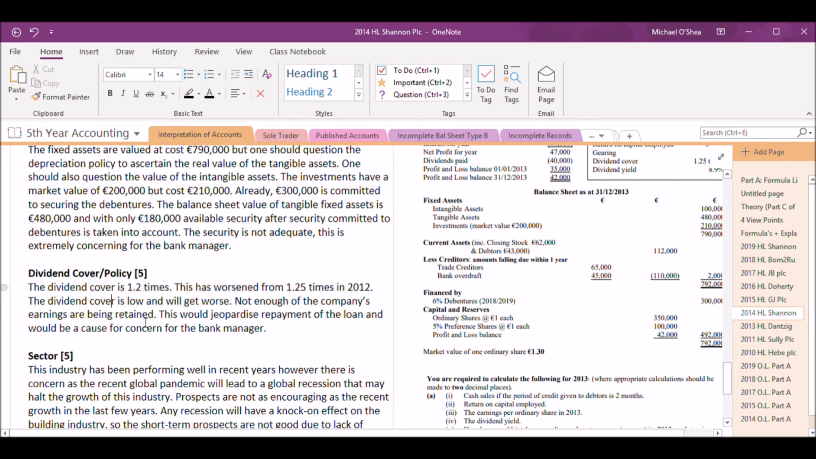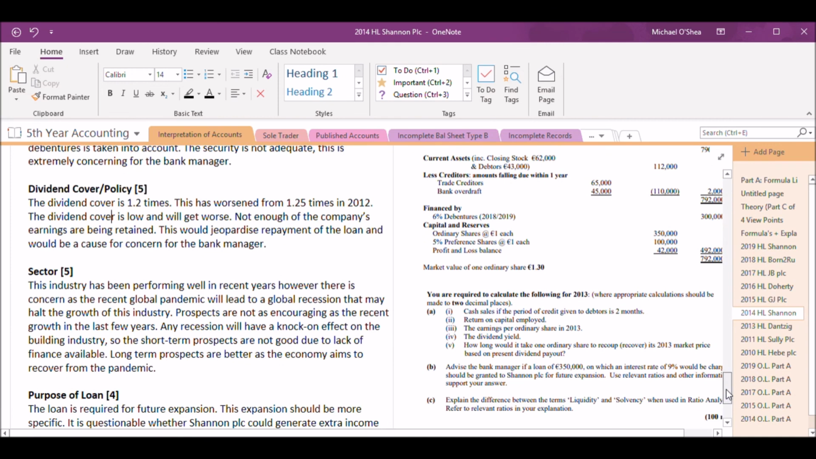Not enough of the company's earnings are being retained. This would jeopardize repayment of the loan and would be cause for concern for the bank manager. So the fact that their profits are decreasing already is cause for concern. Our dividend cover is basically, we're only able to pay it 1.2 times over with our profit amount, with our profits of 47,000 and our dividends of 40,000. So it's a concern, the fact that most of our profits are actually being paid out in dividends. We're not keeping enough profits, which is going to be very concerning because they're going to take on a new loan with interest.